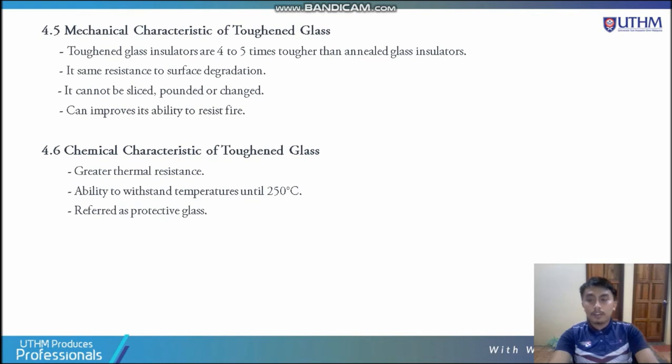4.6 is chemical characteristic of toughened glass. First is greater thermal resistance. Second is ability to withstand temperature until 250 Celsius. And the last is preferred as protective glass.